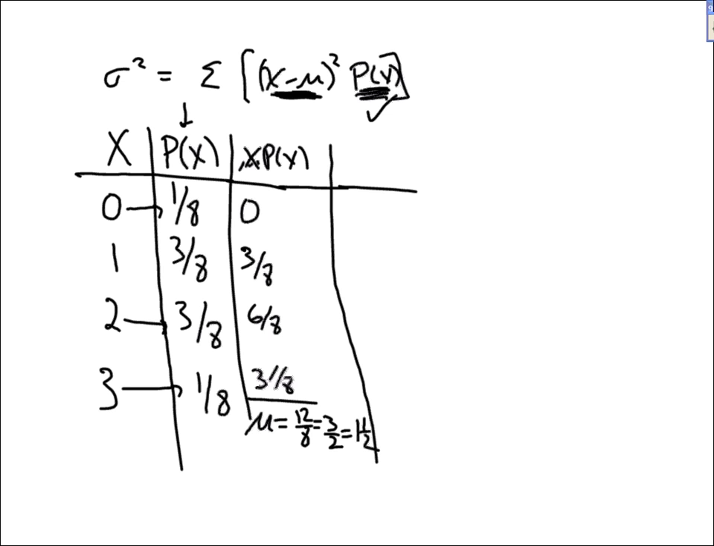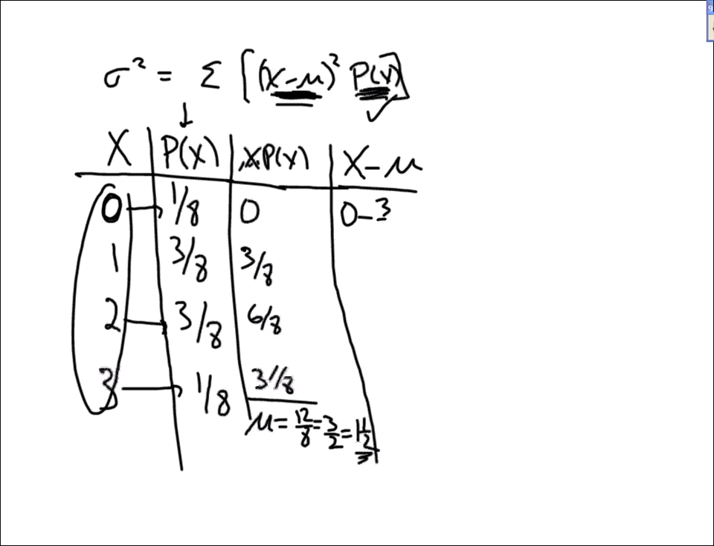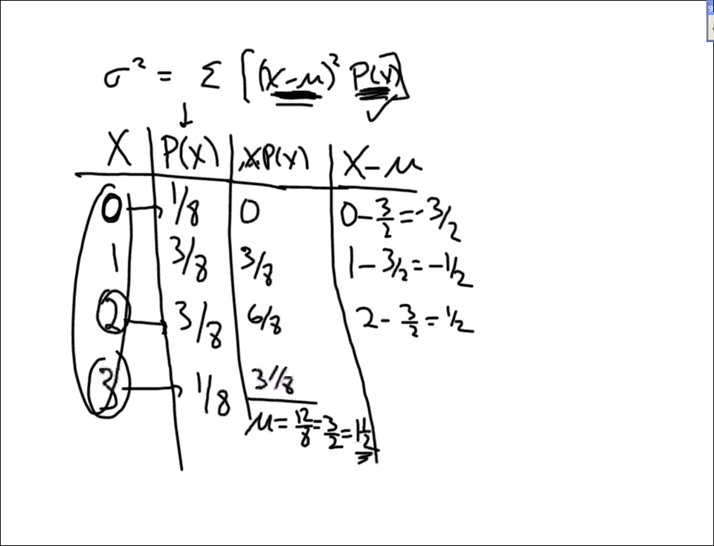So now I'm in a position to do x minus mu. These are my x's, and I only have one mu. 0 minus 3 halves is negative 3 halves. 1 minus 3 halves is negative a half. 2 minus 3 halves, x is 2 now, is 1 half. X is now 3. 3 minus 3 halves is 3 halves.